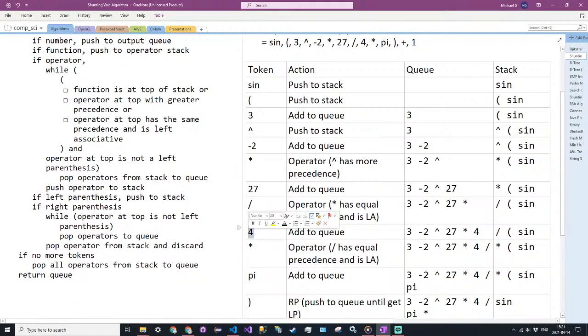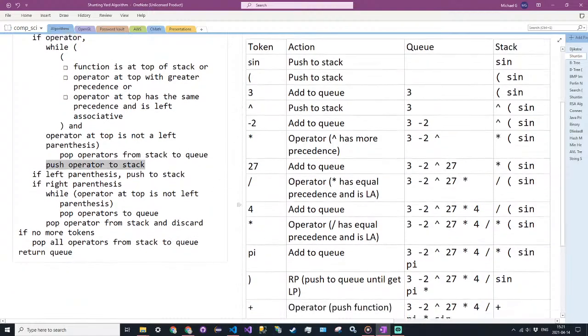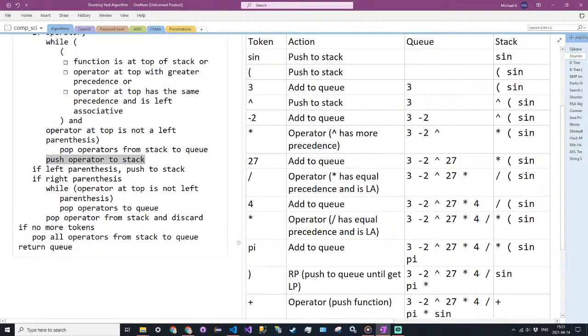Alright, next is a 4, constant, add it to the queue. Simple as that. Then the multiplication sign, once again, the top of the stack is a division sign that has equal precedence and is left associative. So we pop from the stack and put the division sign on the queue. And then we have a left parenthesis next, so we cannot run the loop again. After that, we are done here, so we push the operator onto the stack. Then we get a constant pi, add it to the queue right here.